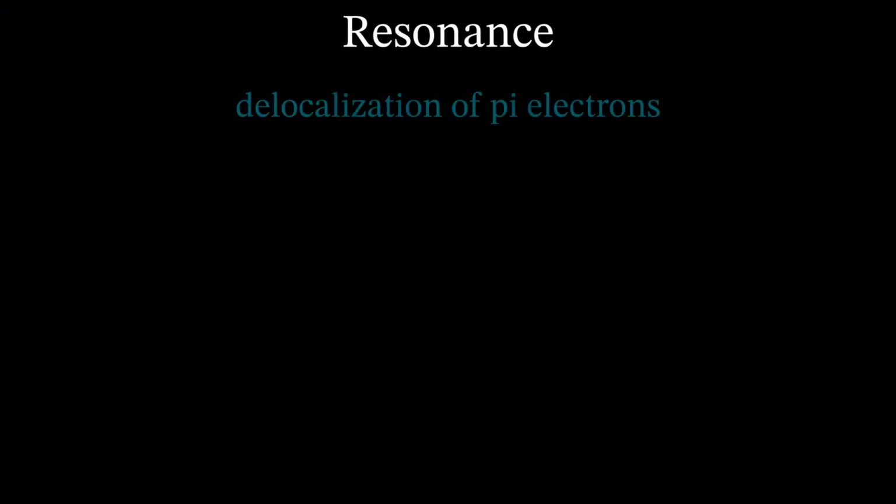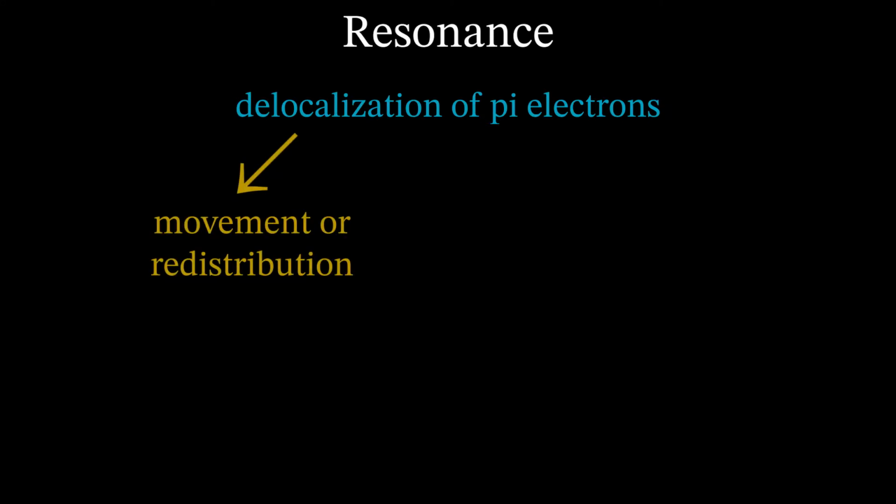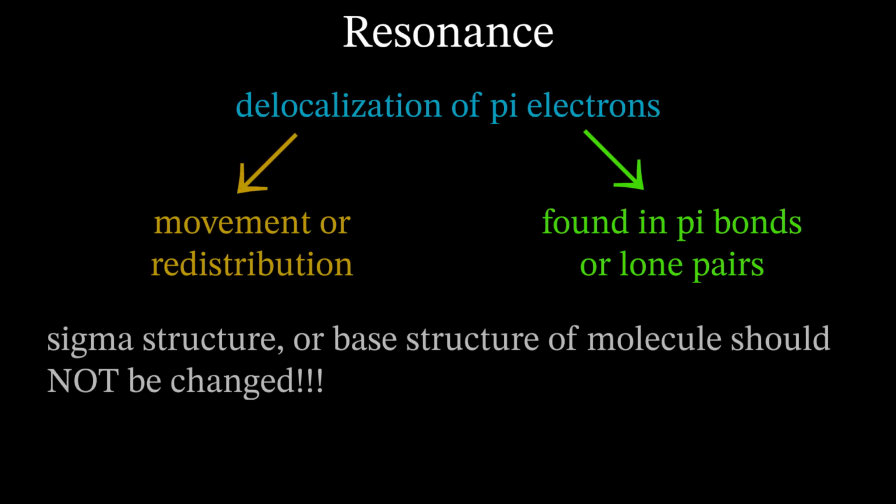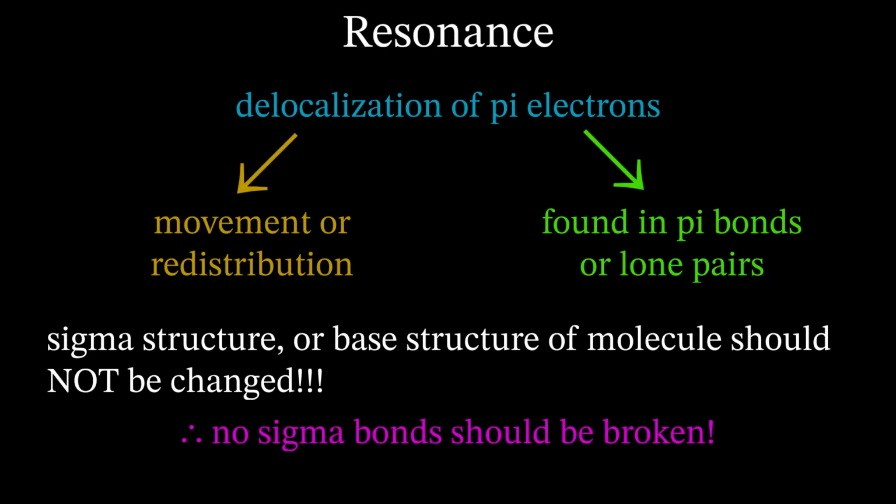Resonance is the delocalization of pi electrons. Pi electrons may be found either in pi bonds or in lone pairs. Because we're only concerned with pi electrons, the sigma structure of the molecule will remain unchanged, which means we should not be breaking any sigma bonds. So if you're breaking sigma bonds in an effort to show resonance, it is incorrect.